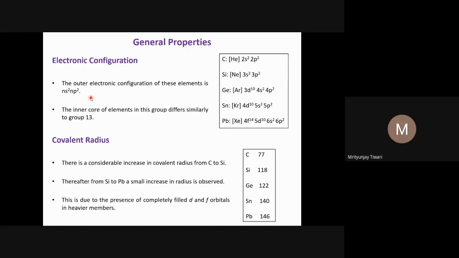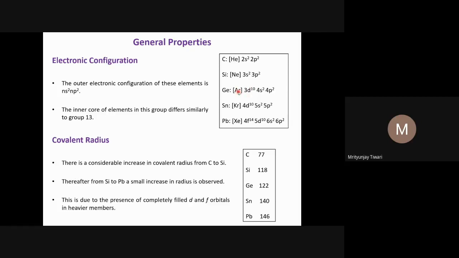The inner core of the elements in this group differs, similarly to group 13 elements, which I have explained earlier. So what does it mean? The core of these elements does not always contain d electrons. You can see here, from argon up to here there is no d electron, but the core of germanium also contains d electrons, so the electronic configuration of argon plus 3d10.